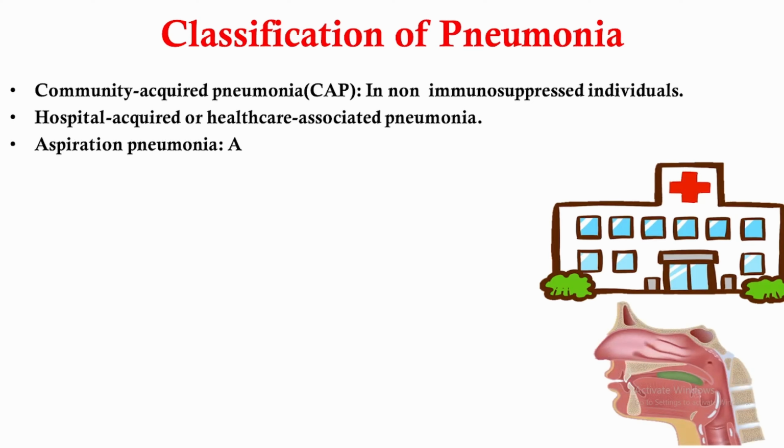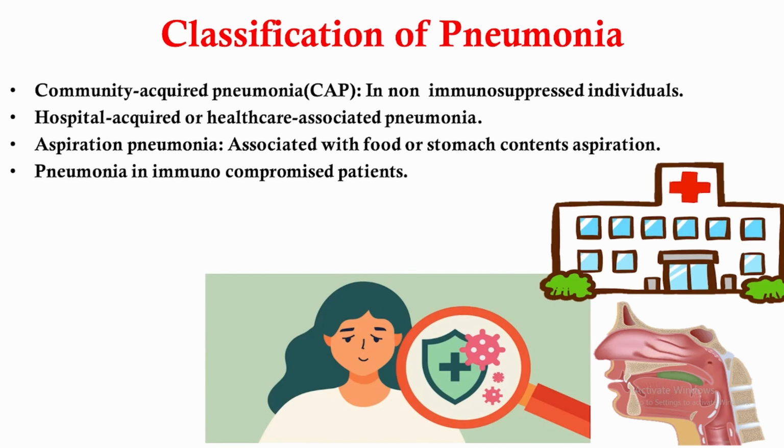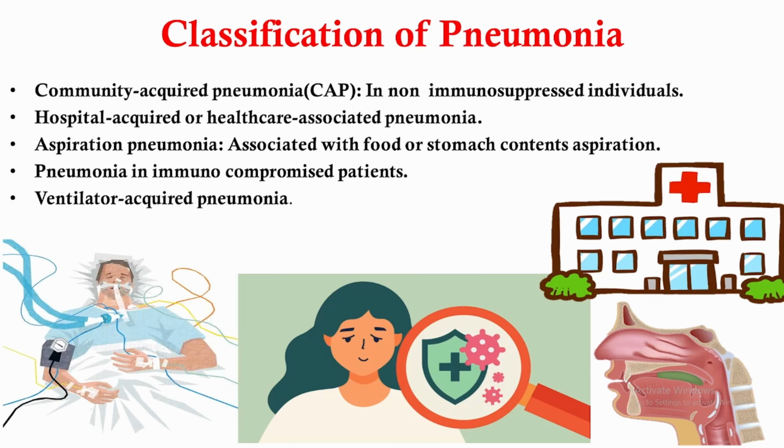Aspiration pneumonia is associated with the aspiration of food material or stomach contents into the lungs, and is caused by impaired swallowing. Pneumonia in immunocompromised patients is acquired through either a genetic defect, immunosuppressive medication, or acquired immunodeficiency, as in human immunodeficiency virus infection. Ventilator-acquired pneumonia is acquired through mechanical ventilation on a critical care unit. Today's focus is mainly on community-acquired pneumonia.